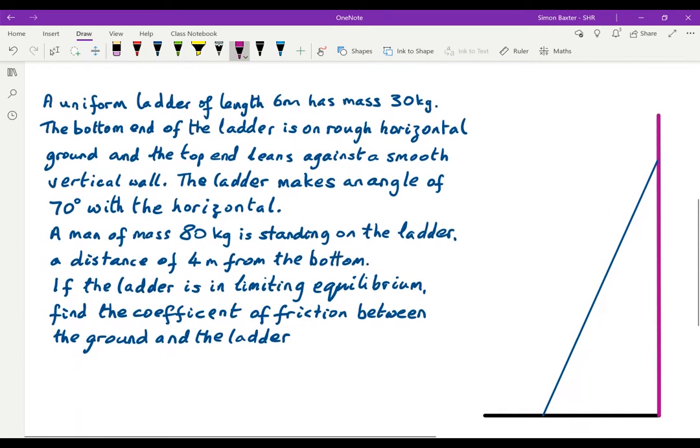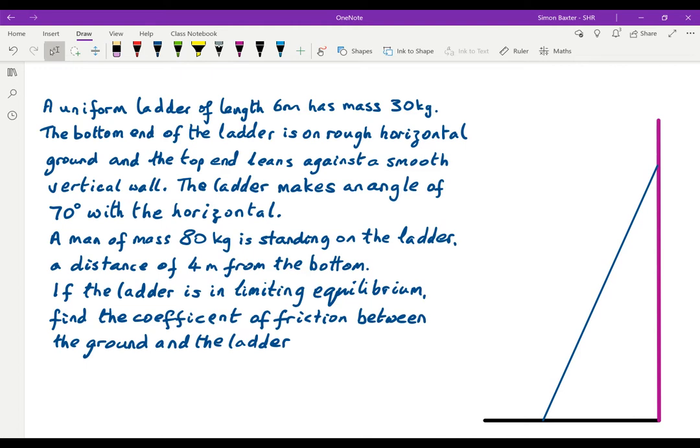Here we have a ladder leaning up against a wall. A uniform ladder, length 6 meters, and mass 30 kilograms. The bottom end of the ladder is on rough horizontal ground, and the top end rests against a smooth vertical wall. The angle is 70 degrees with the horizontal. A man of mass 80 kilograms stands on the ladder, 4 meters from the bottom. If the ladder is in limiting equilibrium, find the coefficient of friction between the ground and the ladder.